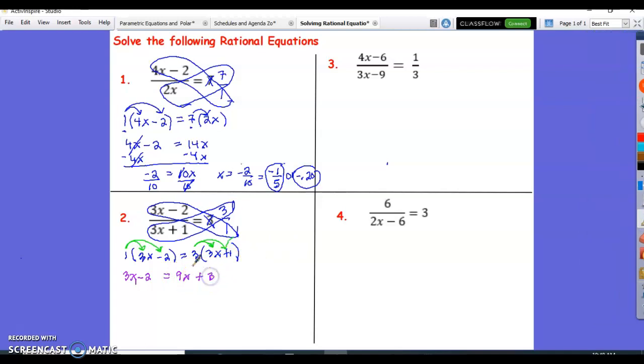Okay, now once you're on this step, you can combine like terms. We can combine 3x and 9x, so that means I'm going to take away 3x on both sides. And this becomes -2 on the left side of your equation, equals 9x minus 3x gives you 6x, and then plus 3.